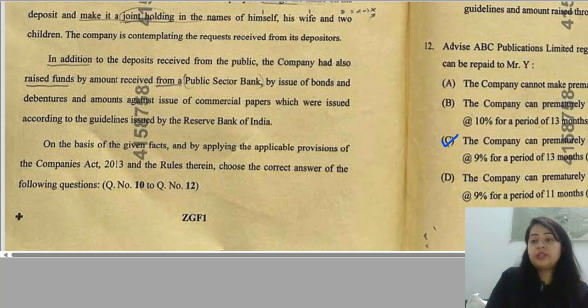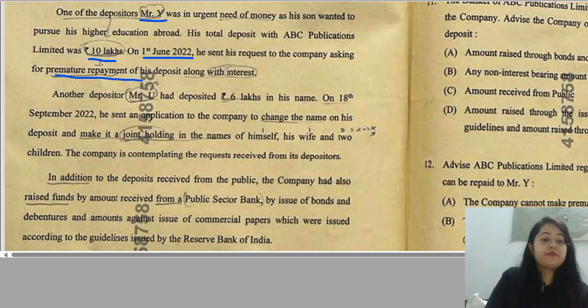Now let's continue reading the passage. Next paragraph. Another depositor, Mr. U, has deposited 6 lakh in his name. On 18th of September, he sent an application to the company to change the name in the deposits and make it into joint holding in the name of himself, his wife and 2 children. Can this request be accepted?